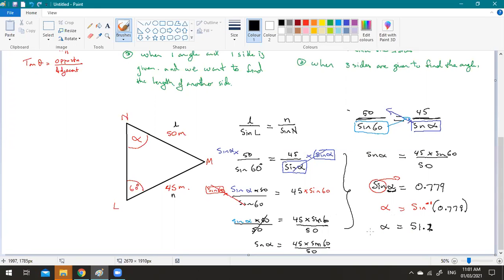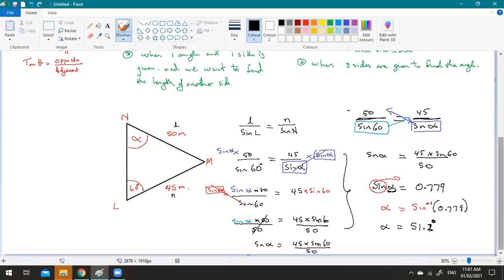Right? Now alpha. What are the units for an angle? Degrees. So once it's an angle, we have to put degrees, right? So that's the sine rule.